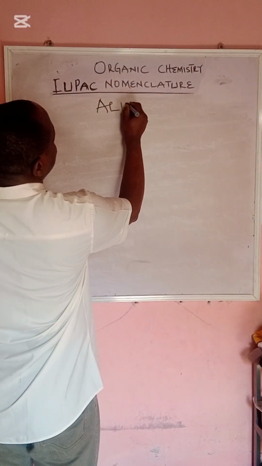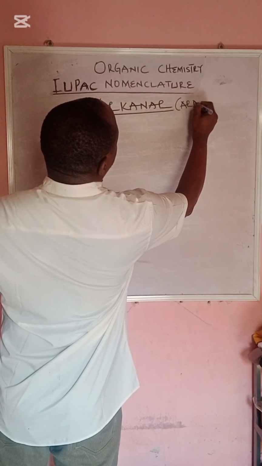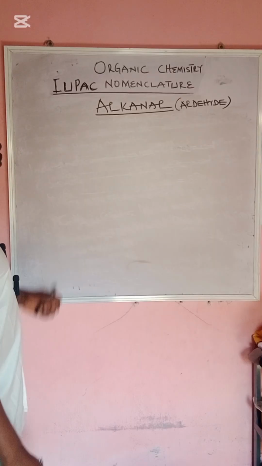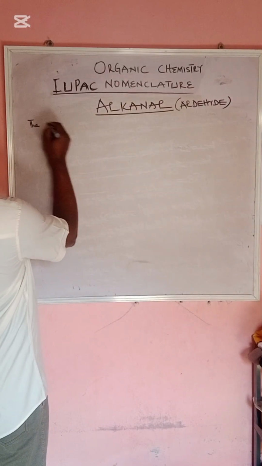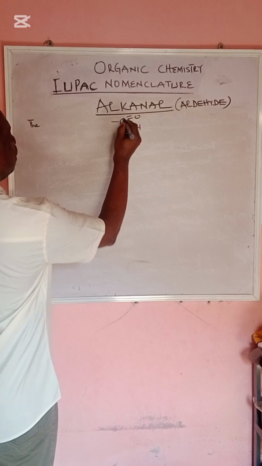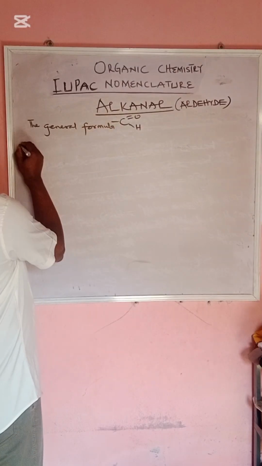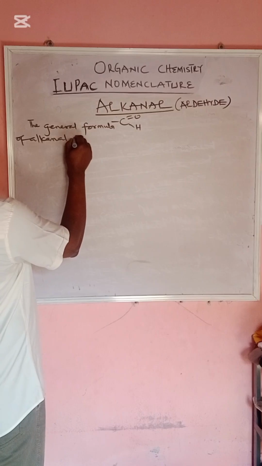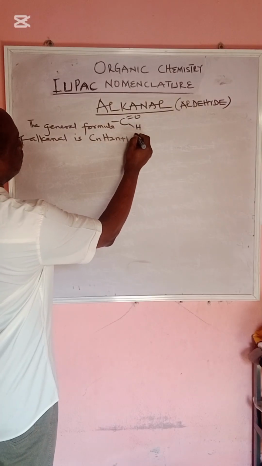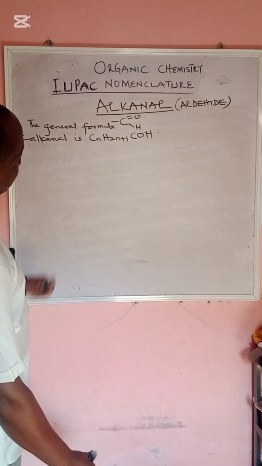Let's consider alkanal, or aldehyde. The functional group here, if you still remember, is this, and the general formula of alkanal is CnH2n+1 COH. Let's take note of that.